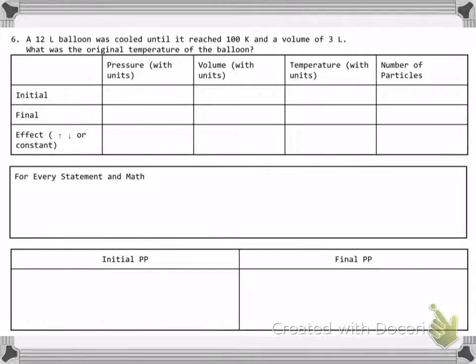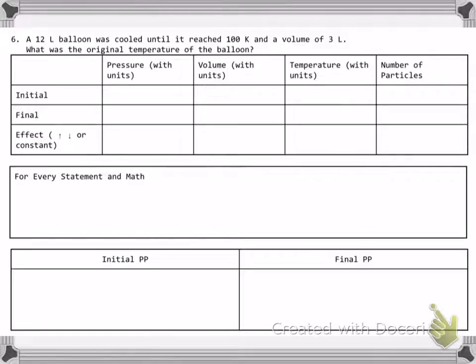Hi, this is a tutorial on how to solve volume temperature problems. A 12-liter balloon was cooled until it reached 100 Kelvin and a volume of 3 liters. What was the original temperature of the balloon?